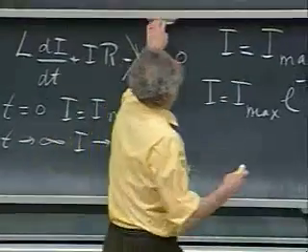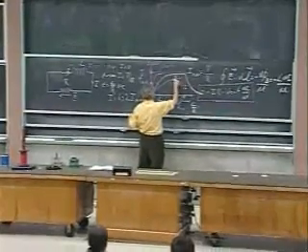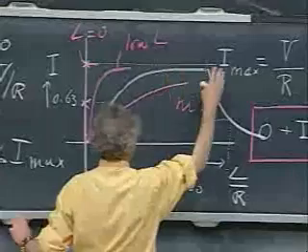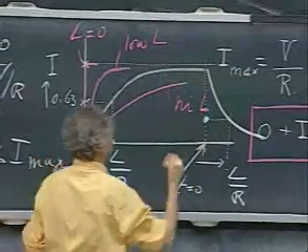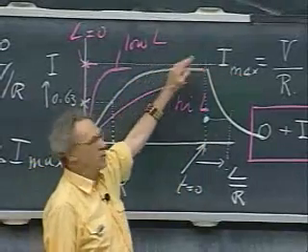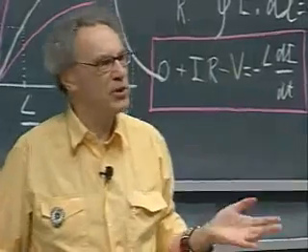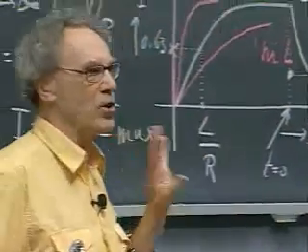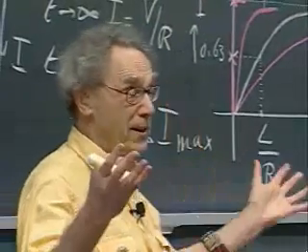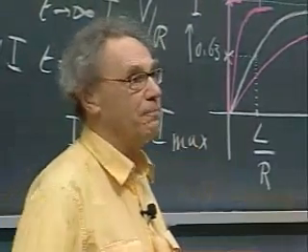When the current was running happily here with the battery in place, the current was, let's say, all the time I max, at least very close to that value, V over R. And so all the time there was heat produced in the resistor, I square R joules per second. Who was providing that energy? Well, of course, the battery.